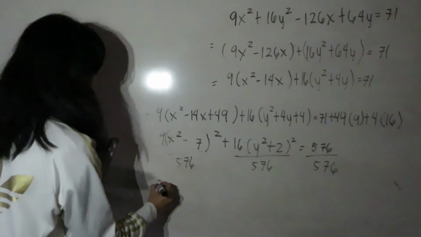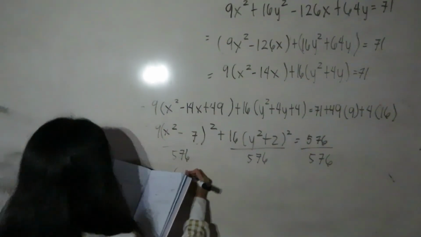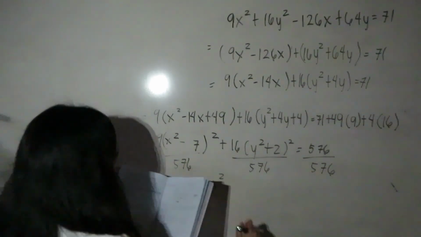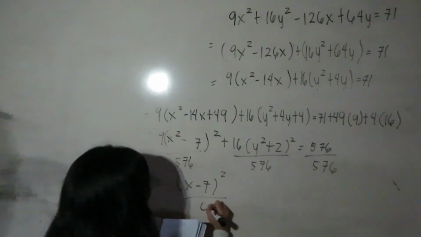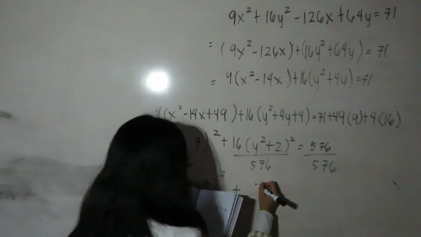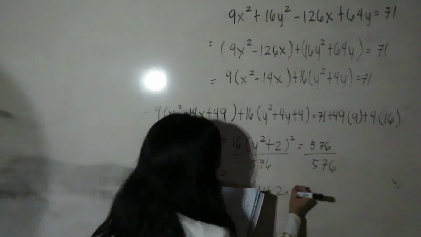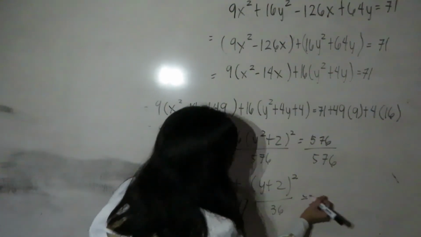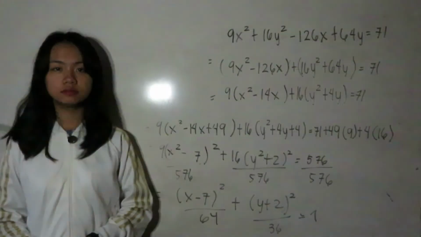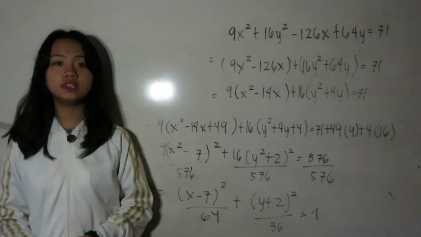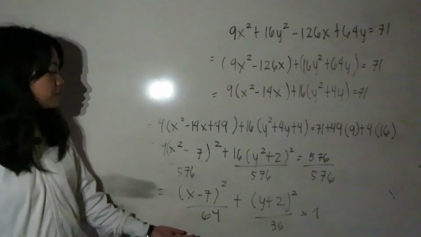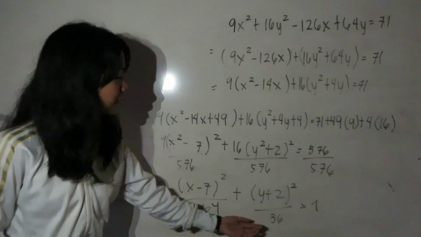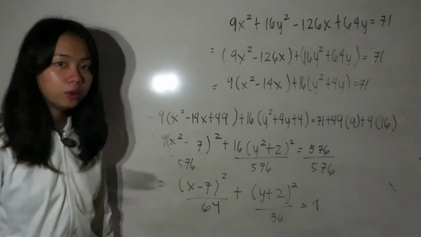And this is good. The standard form of this equation is quantity (x minus 7) squared over 64 plus quantity (y plus 2) squared over 36 is equal to 1.